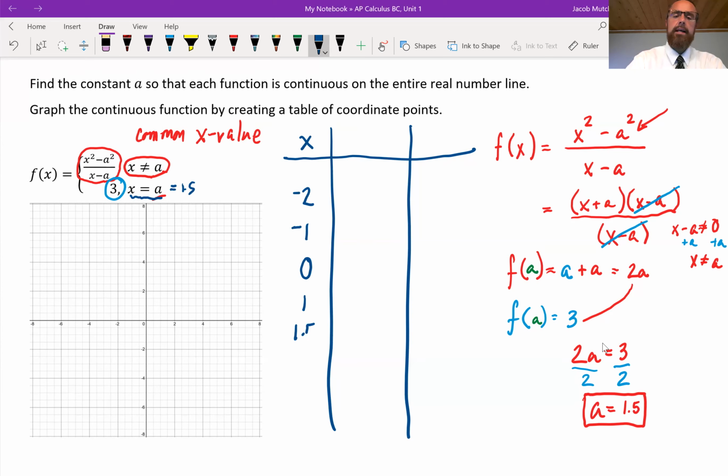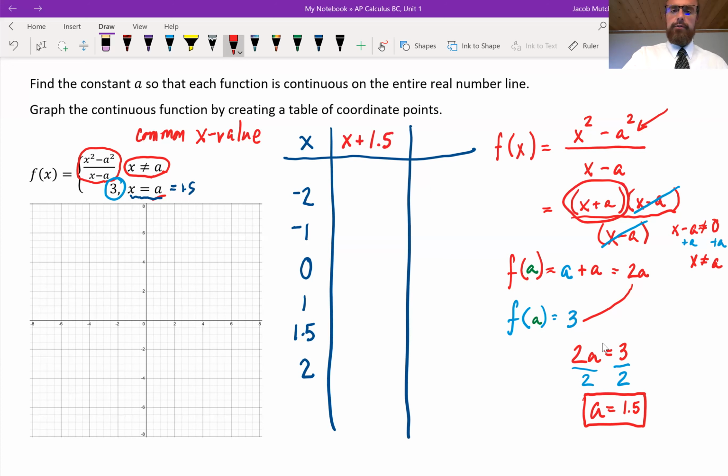What's happening there at that common x value? And then 2. Okay, so let's sub in for this x squared minus a squared over x minus a. And what I want to do is take this simplified version, which was just x plus a. That'll reduce my work quite a bit. So x plus 1.5. And keep in mind, I can use that simplified one because of that cancellation we saw with our x minus a's dropping out.